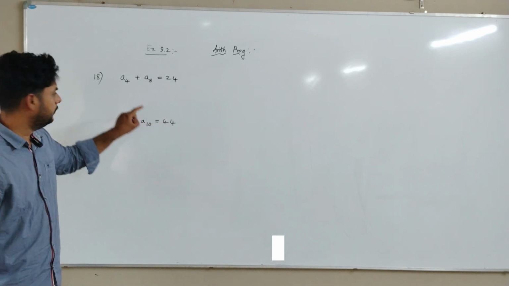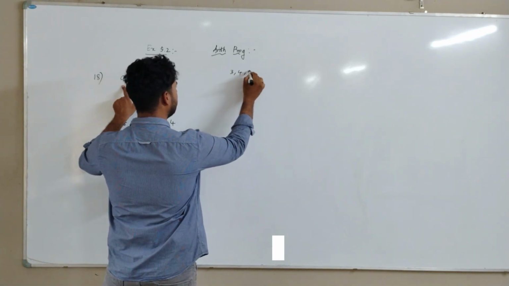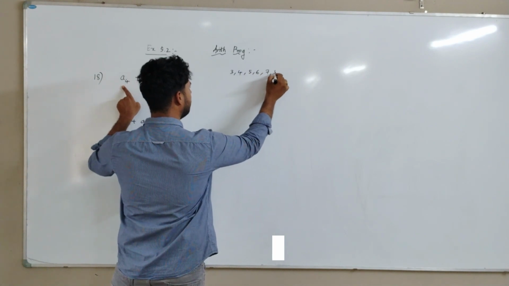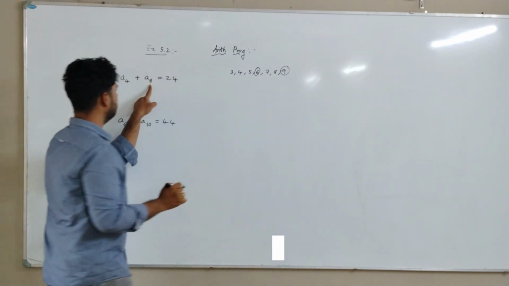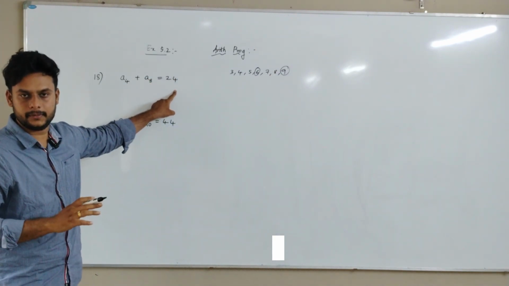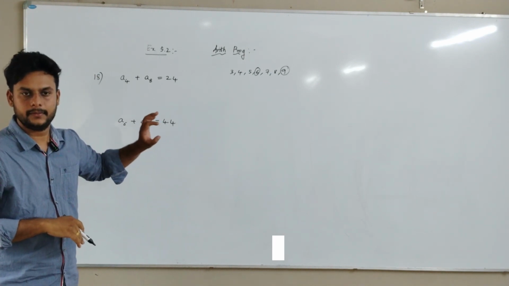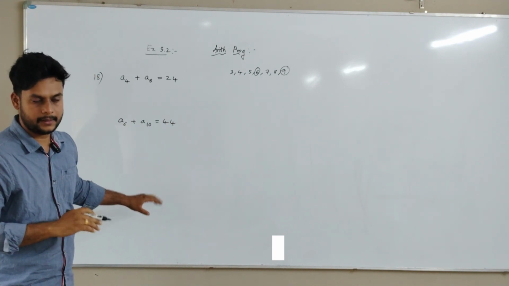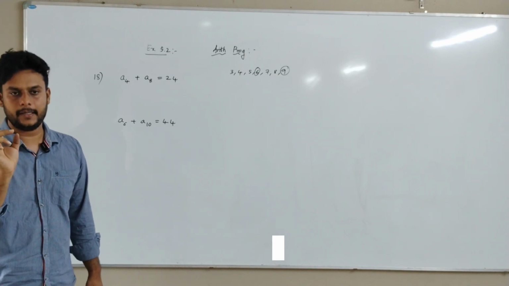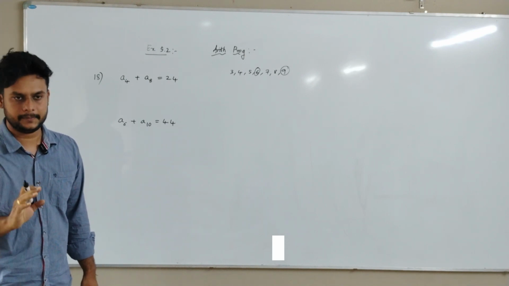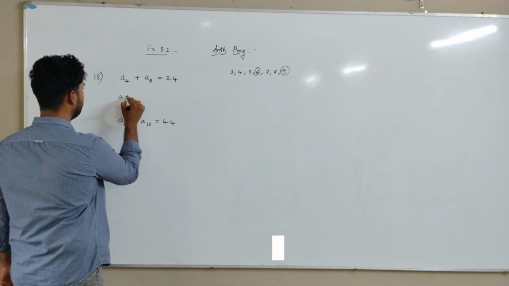Understood? In an AP, if I have terms 3, 4, 5, 6, 7, 8, 9, the 4th term plus the 8th term, if you add, you will get 24. Similarly, the 6th term plus the 10th term, if you add, you will get 44. These are the equations, and I should find the first 3 terms of the AP: A, A plus D, A plus 2D. So I should find basically A and D.